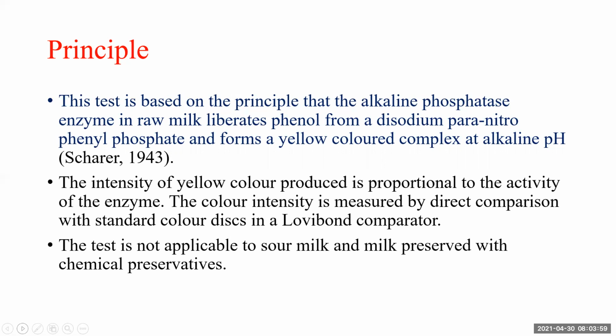If you just want to check whether pasteurization is adequate or not, development of color is enough. But if we want to check the intensity of the color or the concentration of alkaline phosphatase, it is measured by direct comparison with standard discs in a Lovibond comparator. So we can compare the color and determine how much concentration is present, or else we can also perform a colorimetric or spectrophotometric assay to determine the concentration of alkaline phosphatase. The test is, of course, not applicable to soy milk.